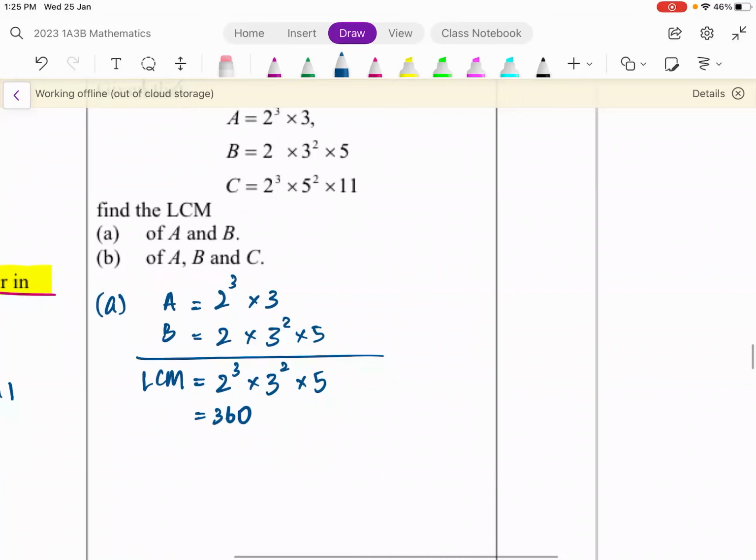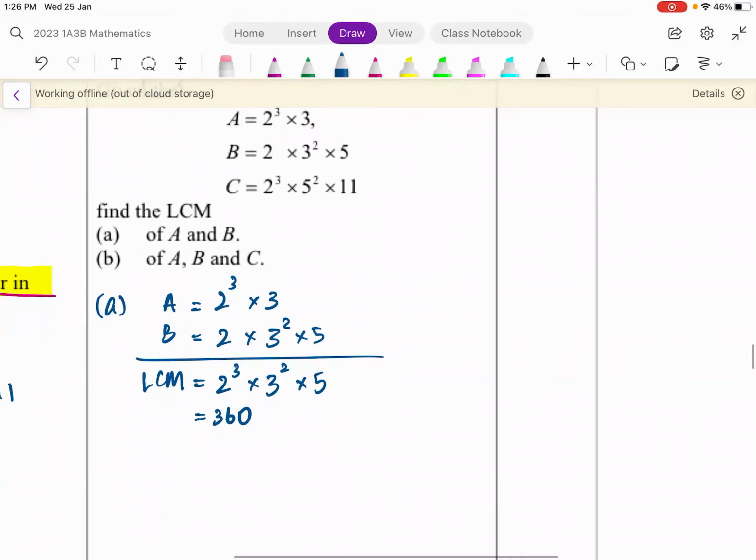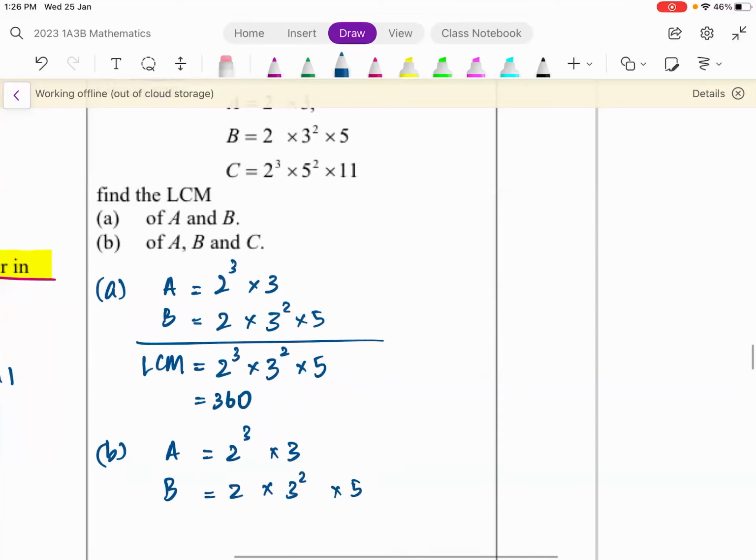Okay, can I have a show of hands who got this one correct? Okay, who got it correct by using your primary school method? You know, you list everything down. I hope not, because you need a lot of space. Okay, let's move on to part B, where we have our A, 2 power 3 times 3. Our B value is 2 times 3 squared times 5. And watch how I write my C.